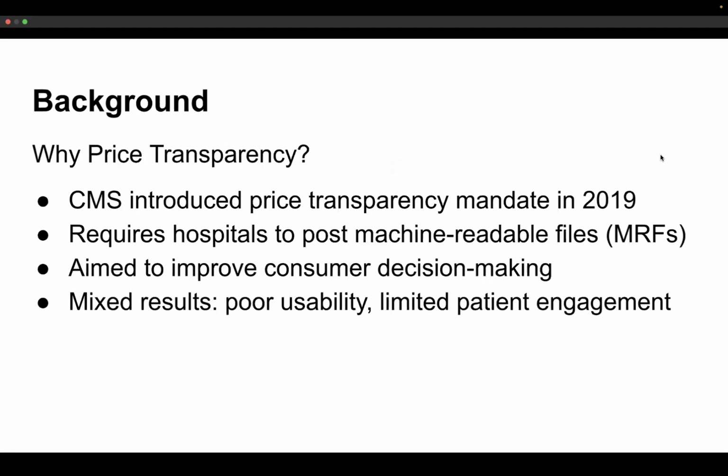The background. In 2019, CMS mandated that hospitals post pricing data for shoppable services like orthopedic surgeries in machine-readable files. The idea behind it was to improve patient financial planning and decision-making. However, there's been mixed results, especially for the lower socioeconomic status community. There's been poor usability and limited patient engagement.